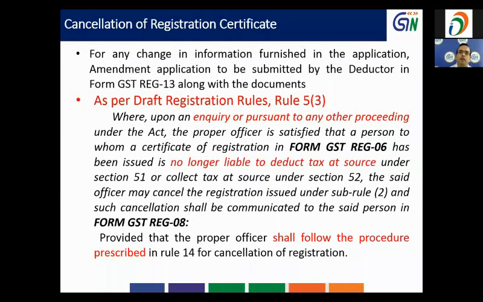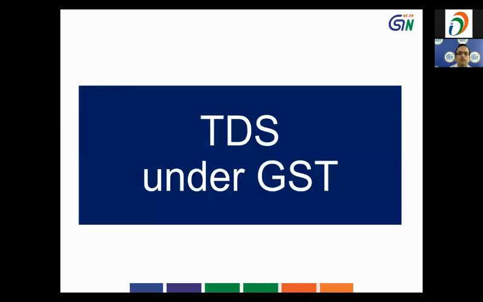That order will be an appealable order, in the sense that if a TCS or TDS registrant is not satisfied with the order, then he can go and appeal against that particular order. So that covers the registration parts of the TDS of the GST law.